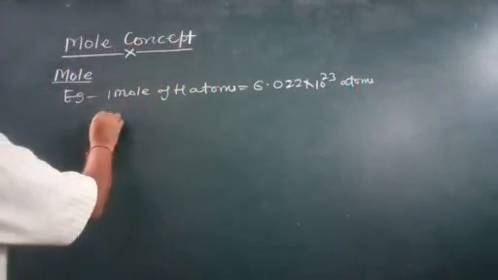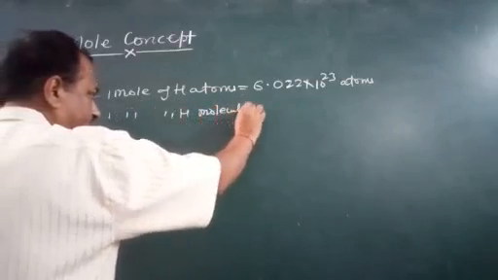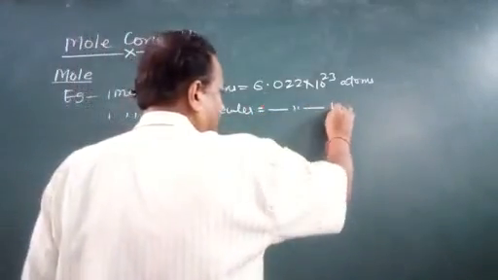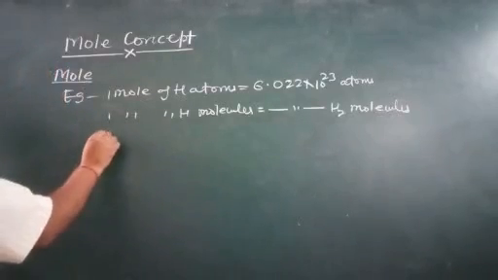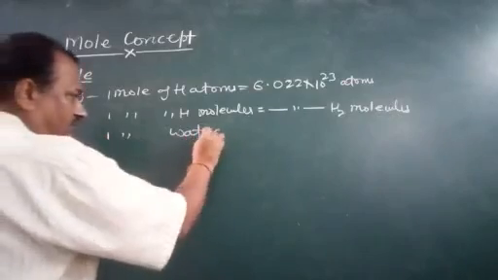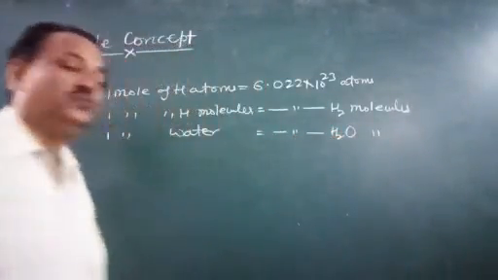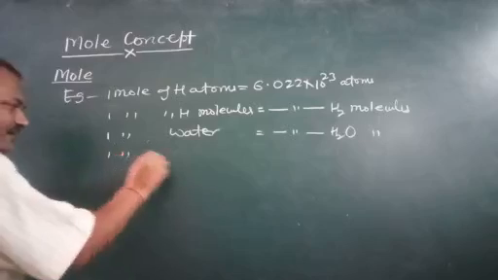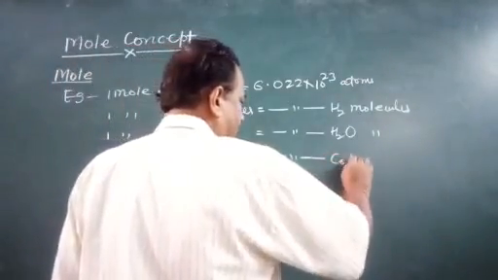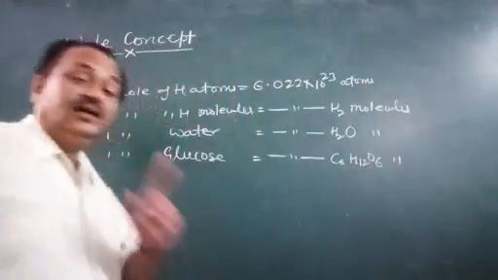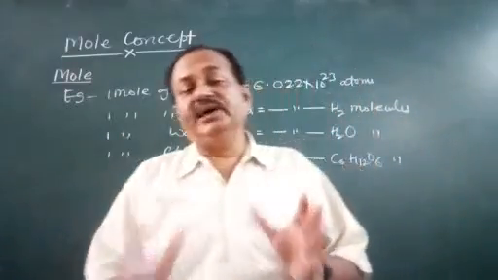Similarly, another example, 1 mole of hydrogen molecules. So it is also the same number of H2 molecules. Now another example, 1 mole of water. Here it is also the same, we write water molecules. Similarly, next, 1 mole of glucose, C6H12O6 molecules. So this is the scientific way, because scientists always try to keep the points uniform.